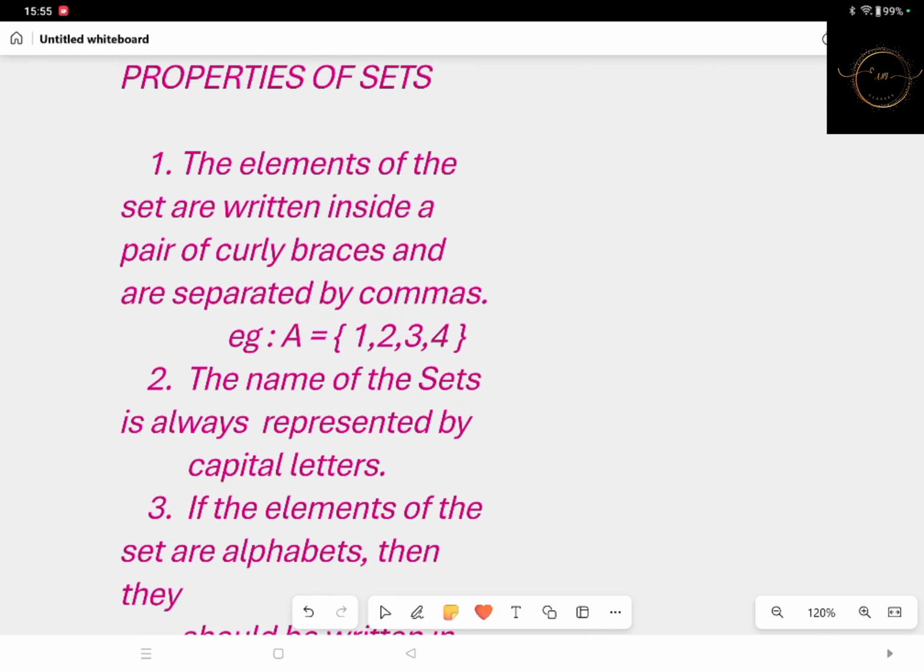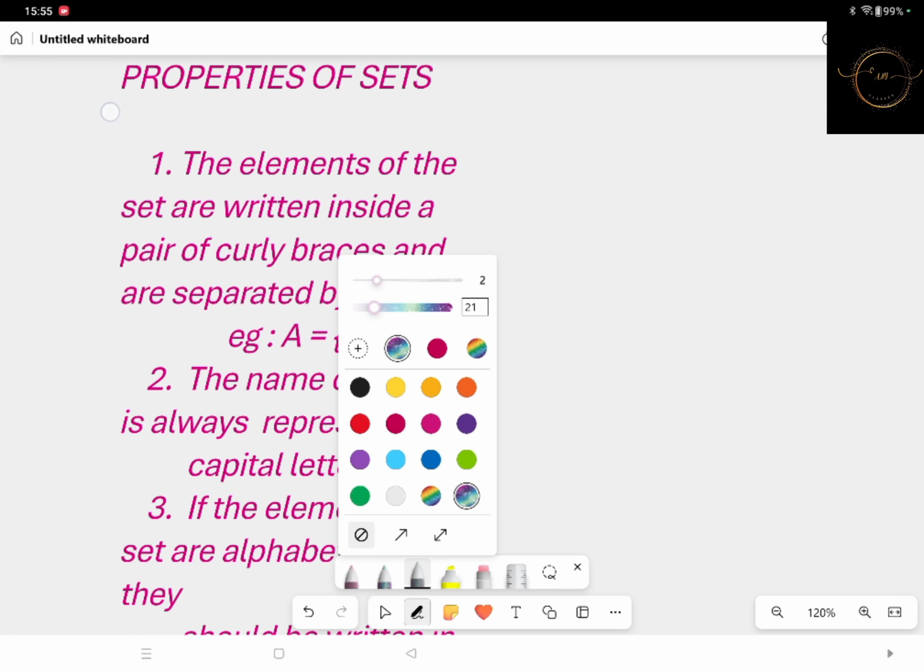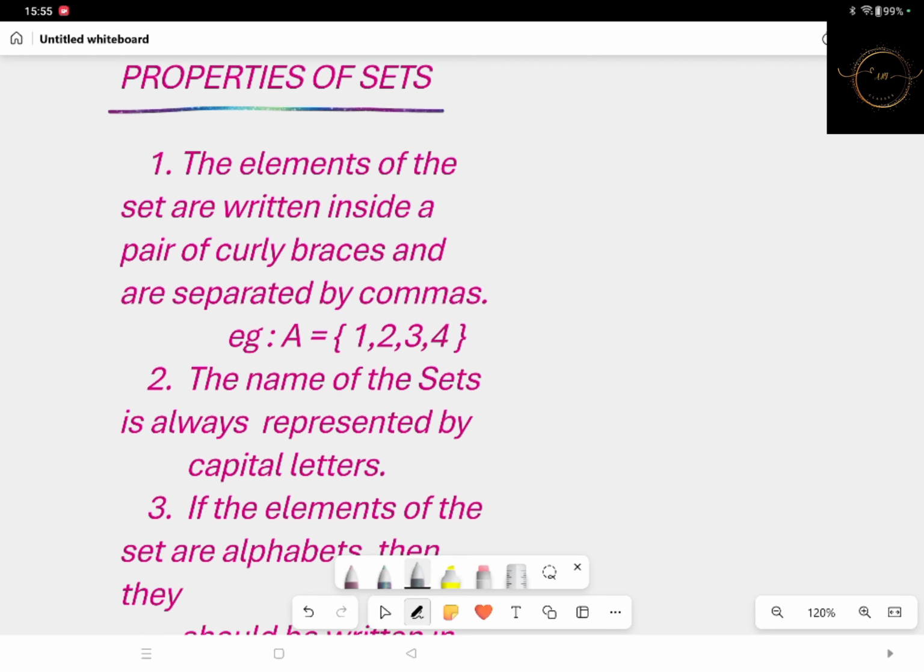Now coming to properties of sets, which is very important. Look at the first property, what is written. These have to be followed while you are framing any set. Coming to the first property: the elements of the set are written inside a pair of curly braces and are separated by commas. Like in one of the examples I have given previously, all the positive integers less than 6, and there you have written 1, 2, 3, 4, 5.